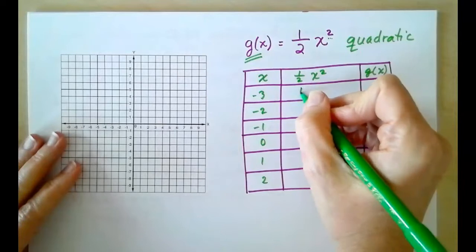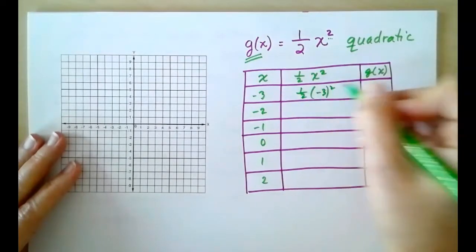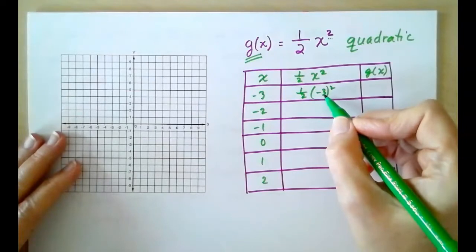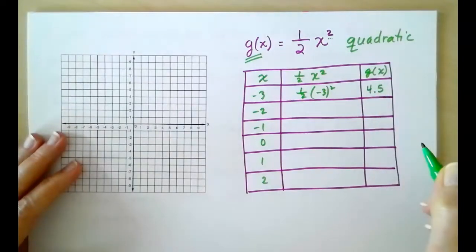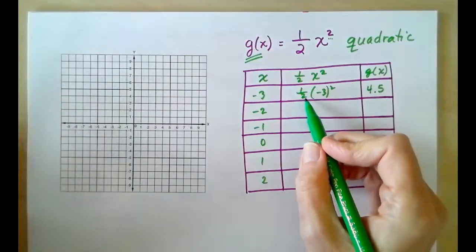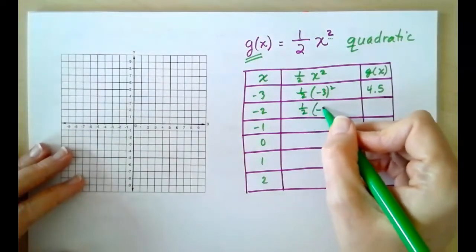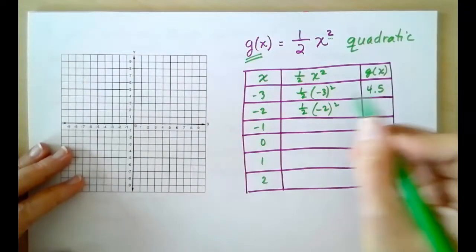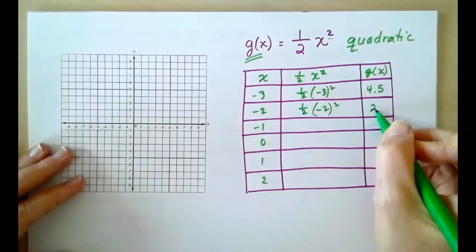So here goes. 1/2 of -3 squared. So -3 squared is 9, and half of 9 is 4.5. This is a good opportunity to utilize decimals because we're just dividing by 2 and we multiply by 1/2. Next, 1/2 times -2 squared. Remember, square first. -2 squared is 4. Half of 4 is 2.